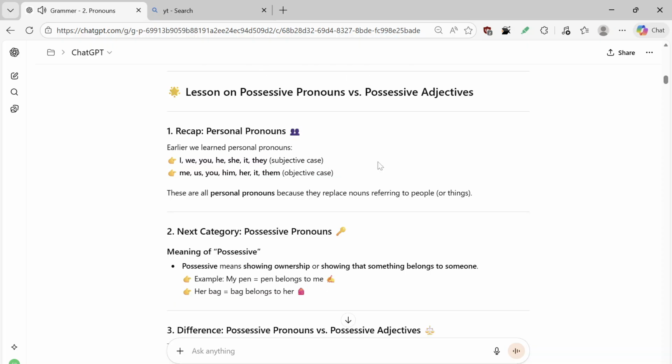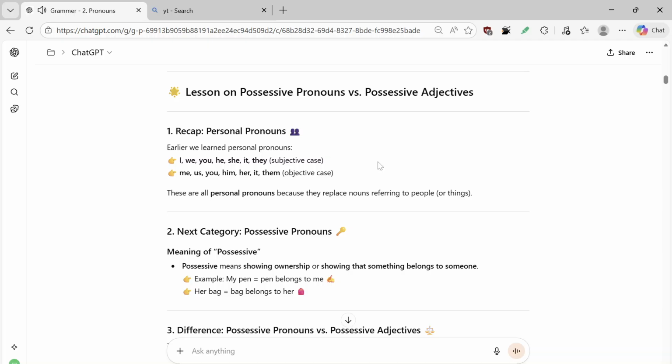Lesson on possessive pronouns versus possessive adjectives. 1. Recap. Personal pronouns. Earlier we learned personal pronouns: I, we, you, he, she, it, they in the subjective case, and me, us, you, him, her, it, them in the objective case. These are all personal pronouns because they replace nouns referring to people or things.